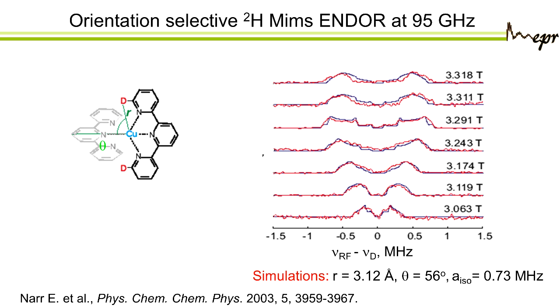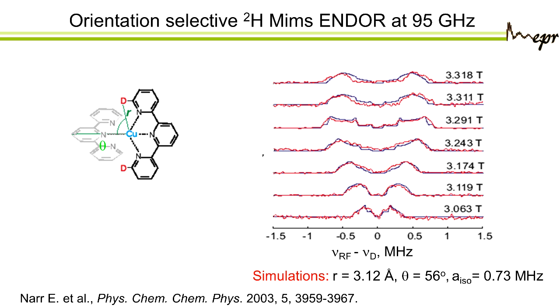It was not protons because there was interest only in these positions. So you do selective labeling in this position, and then you can simulate it. You have to take into account also the quadrupole coupling of the deuterium. We'll talk about this later, but you see the fit is pretty good. You fit all of them, and you get a distance of 3.12, this angle, and the isotropic coupling. So now you got all the information that you wanted.